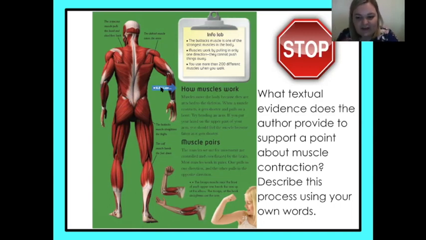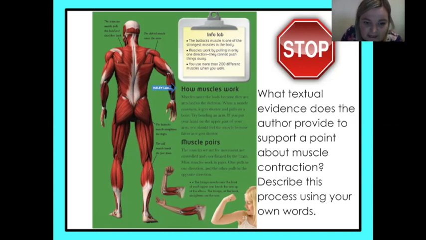What textual evidence does the author provide to support a point about muscle contraction? Describe the process using your own words. So we're gonna look for contracting muscles. Muscles move the body because they are attached to the skeleton. When a muscle contracts, it gets shorter and pulls on a bone. Try bending an arm. If you put your hand on the upper part of your arm, you should feel the muscles become fatter as it gets shorter.